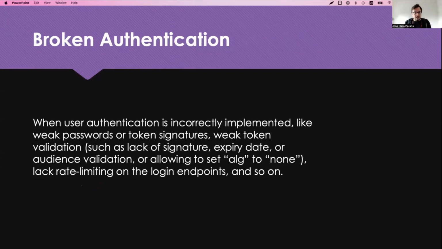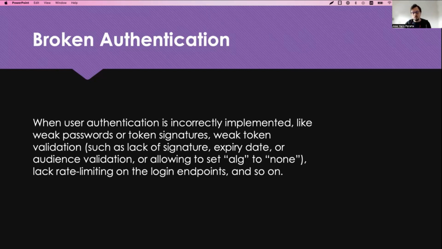Next one is broken authentication. Authentication is the process of verifying a user identity. It's typically the login process. There are a lot of things that can go wrong here, from weak password policies to weak token signatures to lack of rate limiting for these endpoints. These are very sensitive endpoints. We need to be very strict on how we allow users to access these endpoints. We need to have strict rate limiting policies, because otherwise anyone can do a brute force attack and try to crack a password for a specific user.